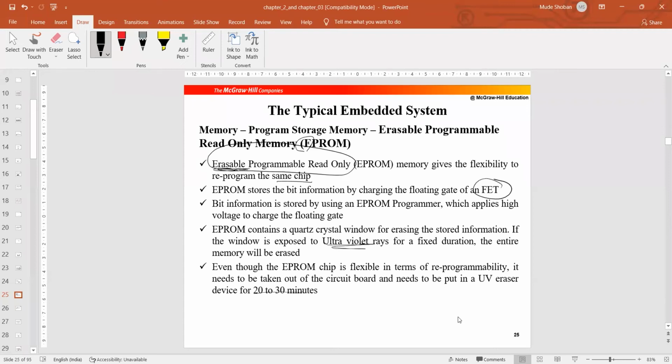FET is a field effect transistor which can pass more voltage and won't allow current. Its input impedance is very high, right? Because of that, it won't allow current to pass through, and it consumes very little power. The radiation is very low. That's why these FET or CMOS devices are used in the EPROM, right? EPROM contains a quartz crystal.